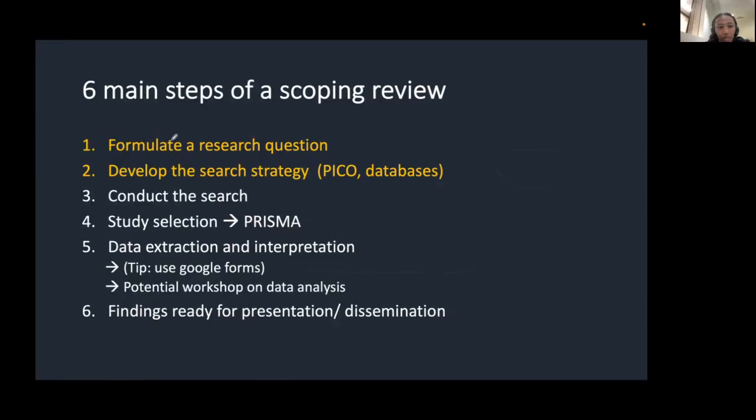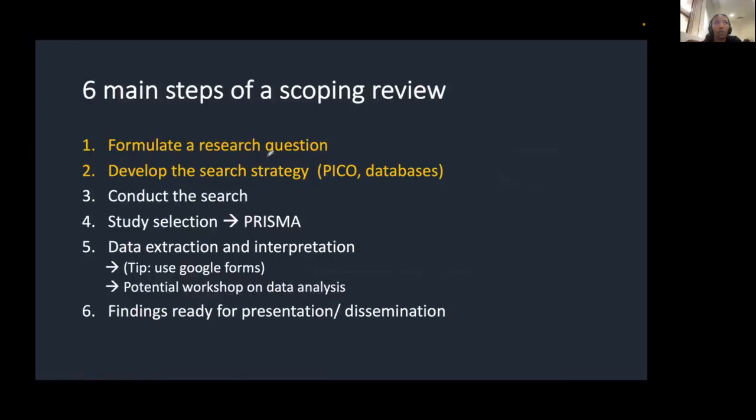So I've highlighted the two steps that we're hoping to achieve during this workshop in yellow. Hopefully we'd be able to pick up one of these topics and formulate a research question for it. The next step would be, once we have a research question, what kind of search strategy do we need to have? And that would allow us to identify as many relevant studies from as many databases.